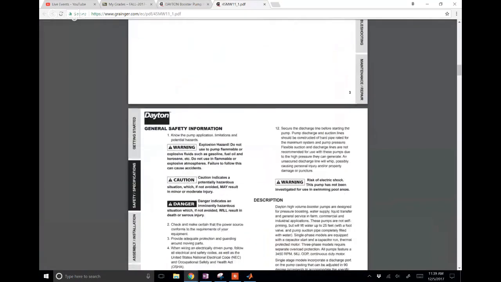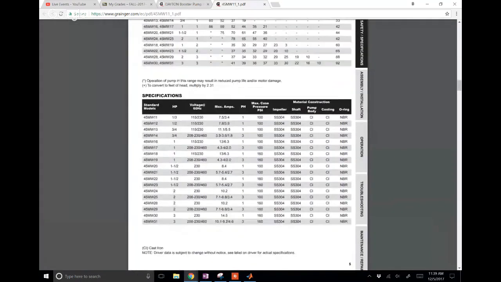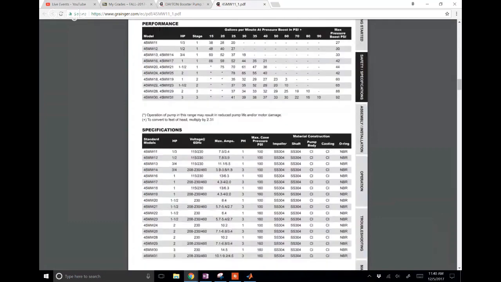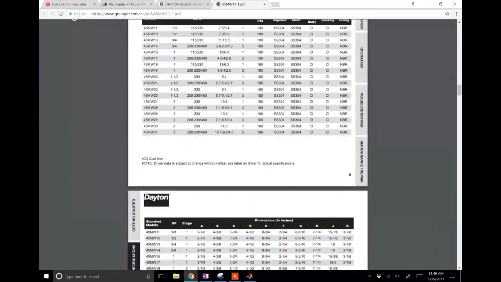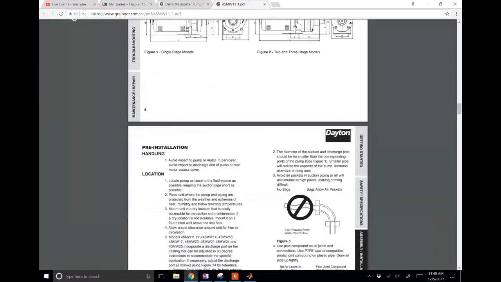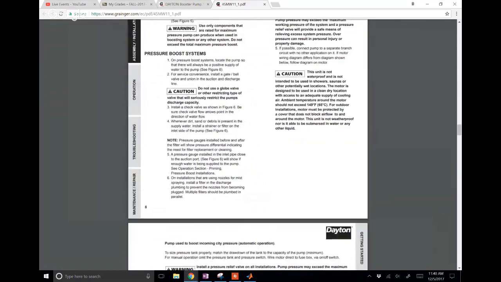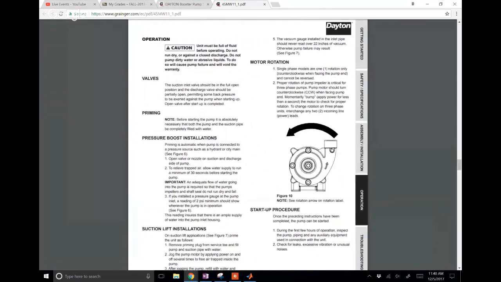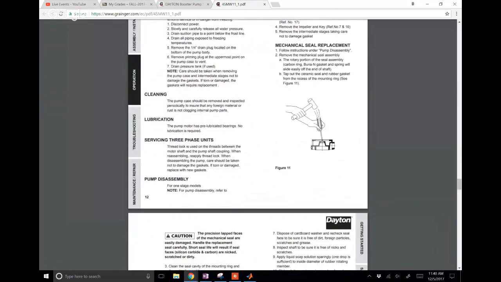Let's see if they might have the pump curve in there though. Well, they kind of do. Gallons per minute at pressure boost in PSI. Okay, that's not. Oh, and I guess maximum. Okay, I don't know. They should just supply a pump curve. Most of them do.